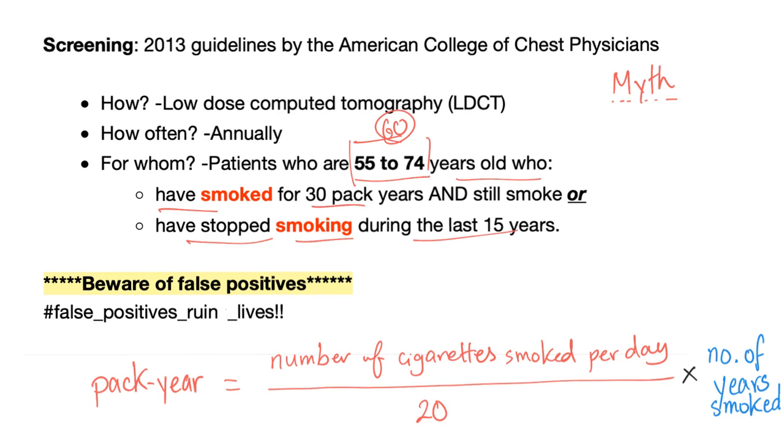What the flip is a pack year? Because you hear that term all the time. Here is the pack year. You ask the patient, how many cigarettes do you smoke per day? You divide that by 20. Why 20? Why not 10? Why not 15? Why not 35? Because typically a pack of cigarettes contains 20 cigarettes.